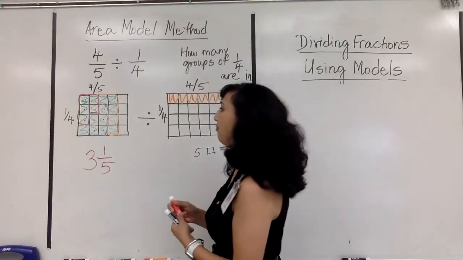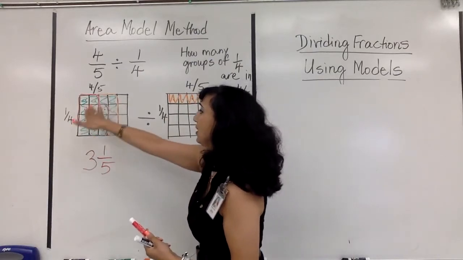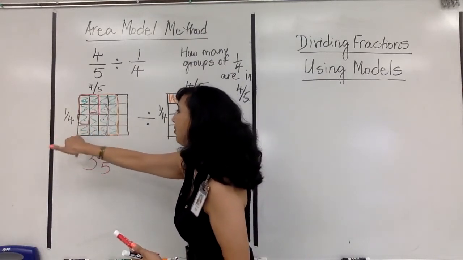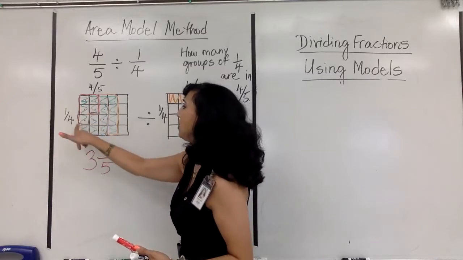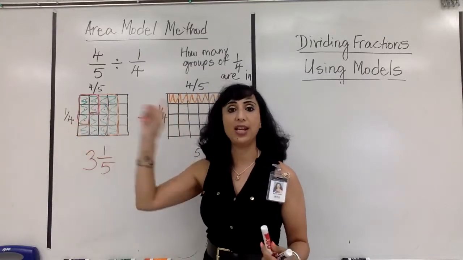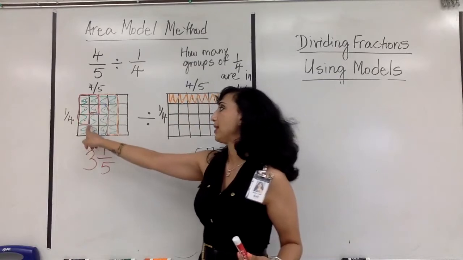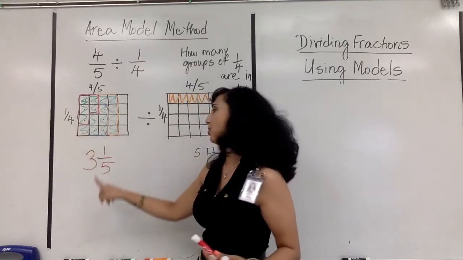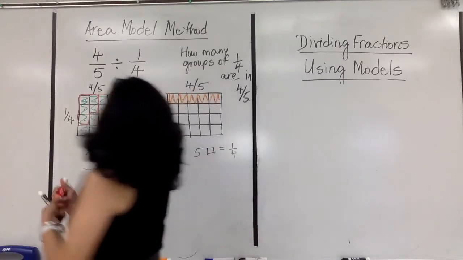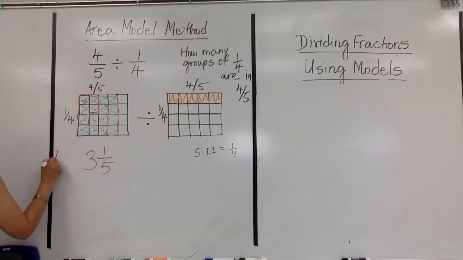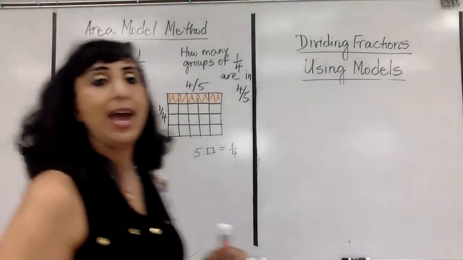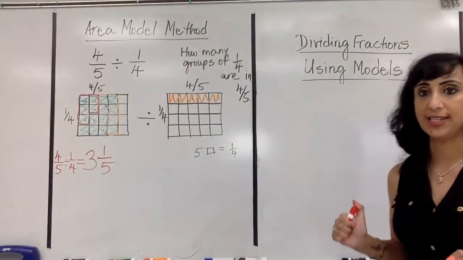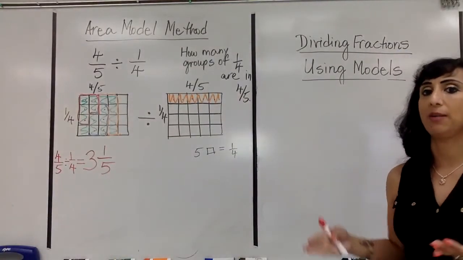Okay, so therefore, as you can see, this is what we did, and we had a little teeny tiny remainder. And since 5 of these squares are representing 1/4, and this tiny thing is 1 out of the 5, this is 3 and 1/5. So if I do 4/5 divided by 1/4, I get 3 and 1/5 as my quotient. Okay, so this is the area model method.